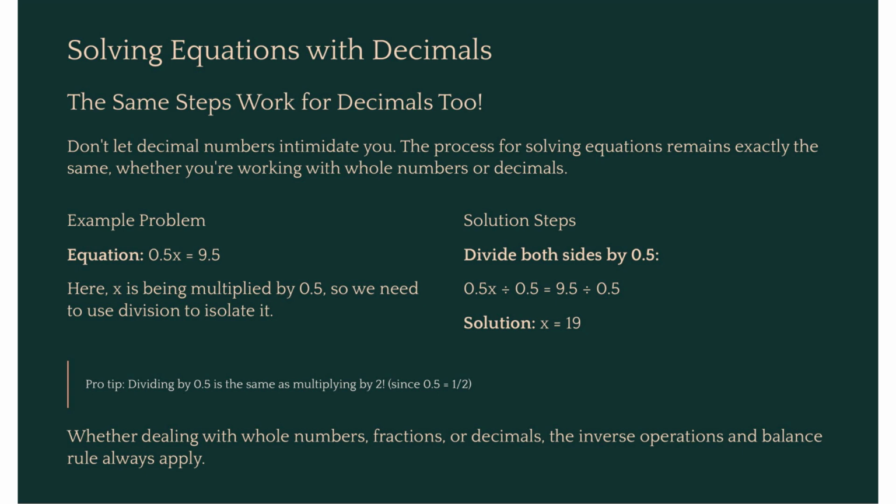Don't let decimals scare you. The process is exactly the same. If you have the equation 0.5x equals 9.5, you still use the inverse operation, which is division. You divide both sides by 0.5. On the left, you get x. On the right, 9.5 divided by 0.5 equals 19. The solution is x equals 19.